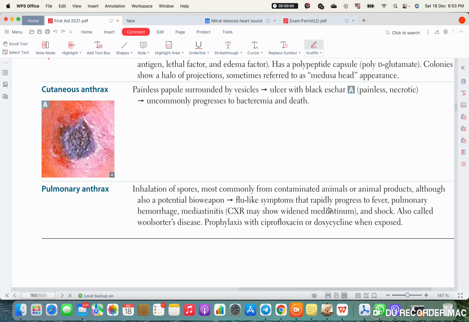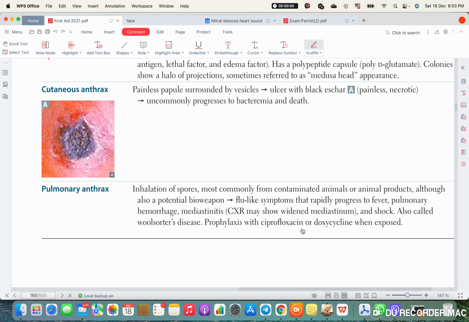So flu-like symptoms that rapidly progress to fever, okay? It progresses to fever and pulmonary hemorrhage. So you must know it's a hemorrhagic mediastinitis with a widened mediastinum on a chest X-ray, as we saw. And it can lead to shock. So it's also called the wool sorter disease. We said that it comes from the wool, but mostly the wool will give you cutaneous anthrax, not pulmonary anthrax. Okay, well, you can use ciprofloxacin and doxycycline for prophylaxis when exposed.